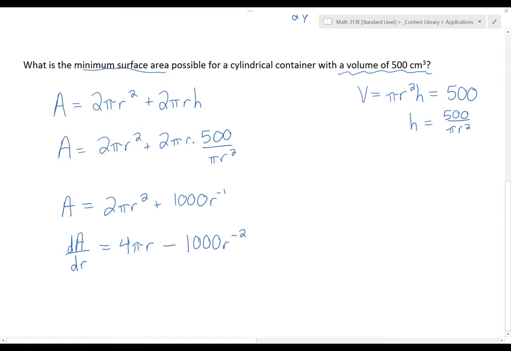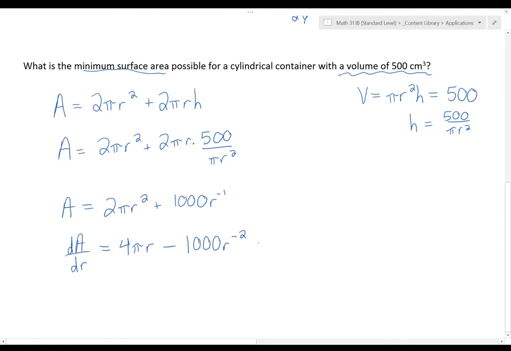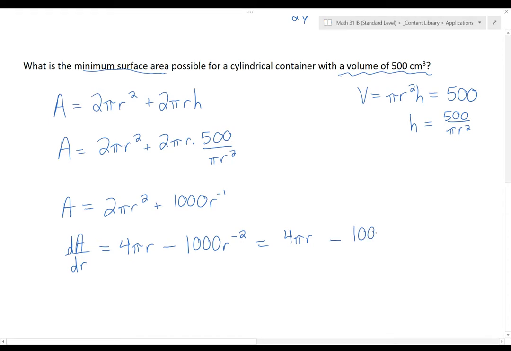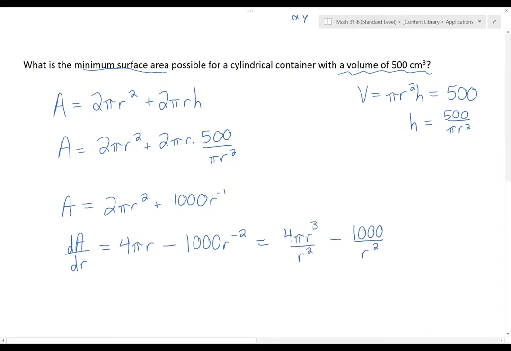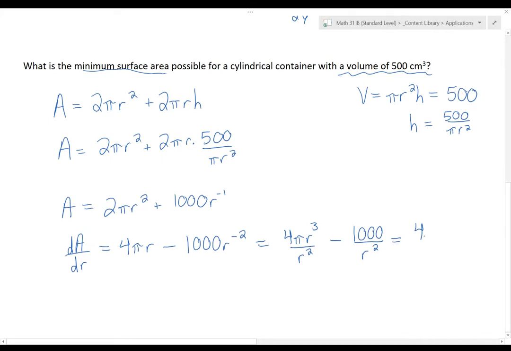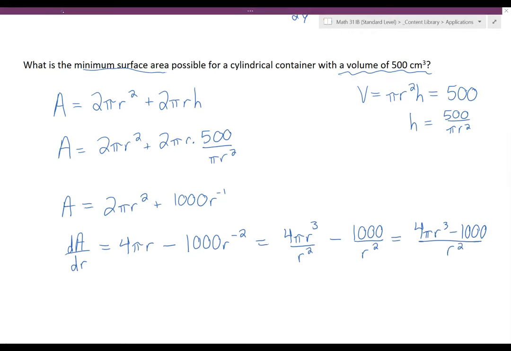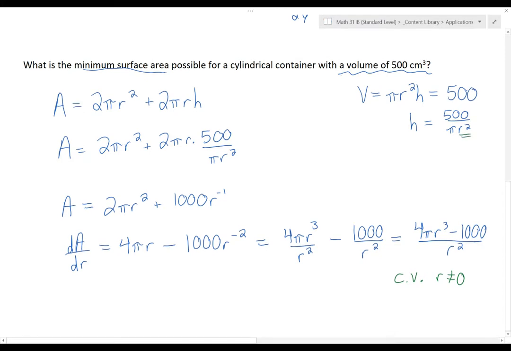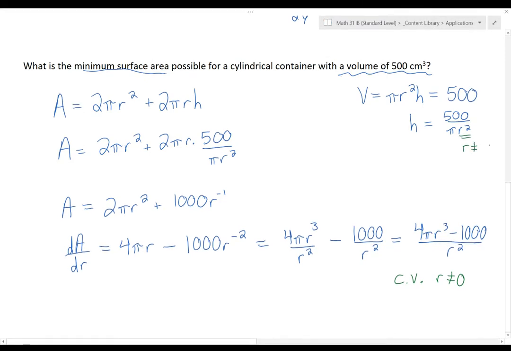Now at this stage, to find critical values, it is going to be helpful to express this as a fraction. So 4 pi r minus 1,000 over r squared. For a common denominator of r squared, I'm going to turn this into 4 pi r cubed over r squared. So I get 4 pi r cubed minus 1,000 over r squared. So my critical values here, well, I get a critical value that r cannot equal 0. That was a critical value right from the start because it was a domain restriction that r cannot equal 0.